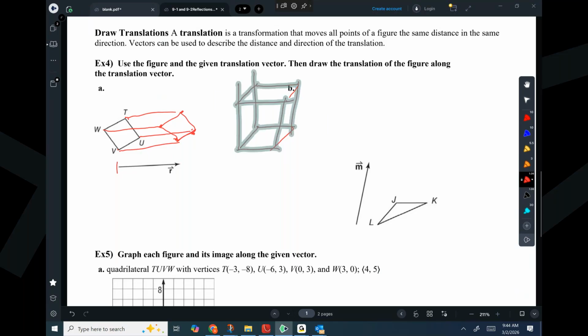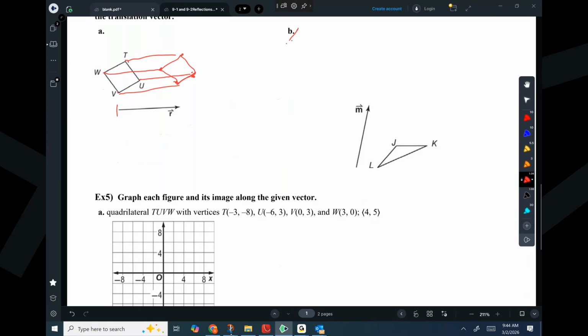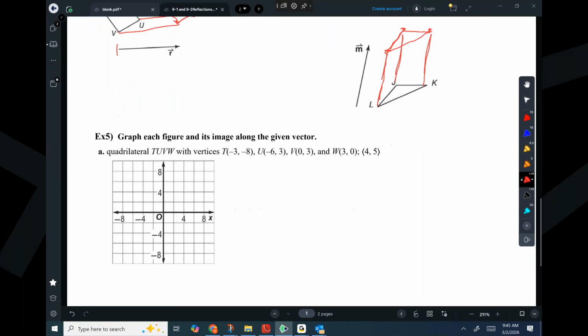All right, so the second one. That's my translation vector. So each line is going to be like this, yeah? Something like that. And then just figure out how far. About here. About here. All right, so it's looking like this. Gosh, that was so much easier than the last one. All right, that makes sense?